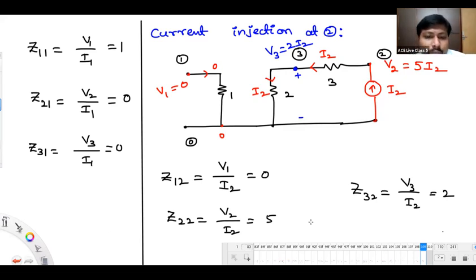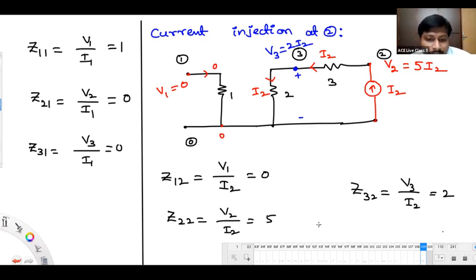Sir, V2 with respect to the reference node only. Always, Dinesh, if I ask you to measure one particular node voltage, will you measure with respect to another node or with respect to reference? It will be with respect to reference only, always. Any node voltage I say will be with respect to reference only.